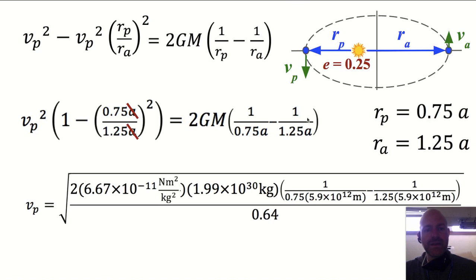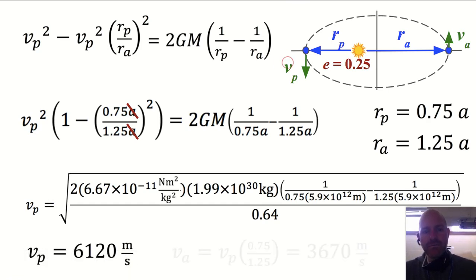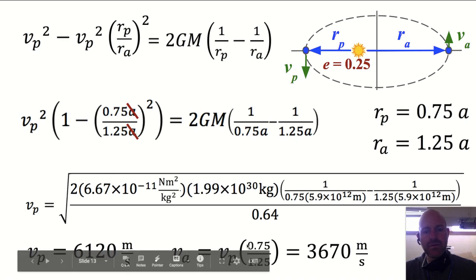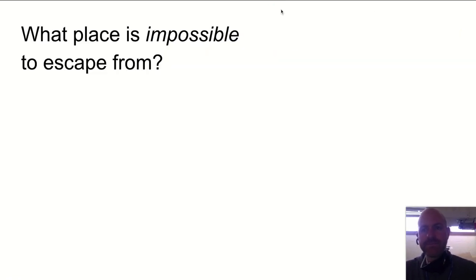Solve for VP. It's a kind of messy equation, but we can actually find the velocity at perihelion and aphelion. Once we've done one of them, you can find the other because we have that simple relationship between them. And what you see, hopefully, is that the velocity at perihelion is much bigger than the velocity at aphelion. And how big of a difference depends on the ratio of the RP and RA values, the distance from the sun at perihelion and aphelion.